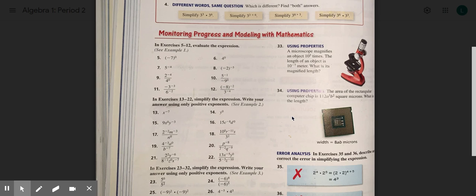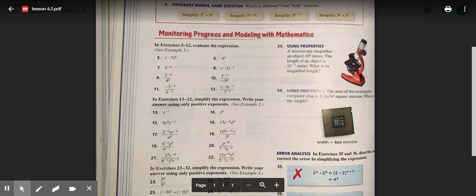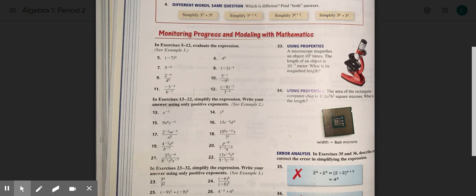So if we jump ahead, it says your first assignment is to complete 5 through 12 all. If we look at 5 through 12 all, it says evaluate the expression. So we're looking at all either negative exponents or zero exponents. Remember, if you have to the power of zero, it doesn't matter what base you have. If the power is zero, your answer is going to be 1.